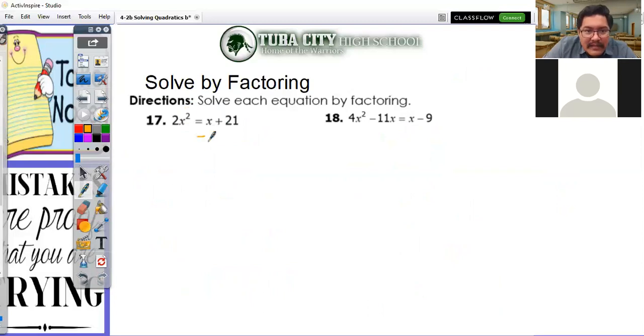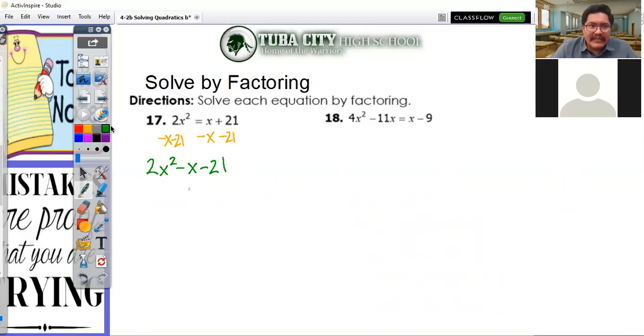So that means I'm going to have to minus x and minus 21. 2x squared minus x minus 21. Okay, so we have an a value, and it looks like we can't do anything to get rid of it, because if I were going to get rid of it, this one would have to have an a value, which it doesn't. So we're going to have to go with option number 2 and just work with it.